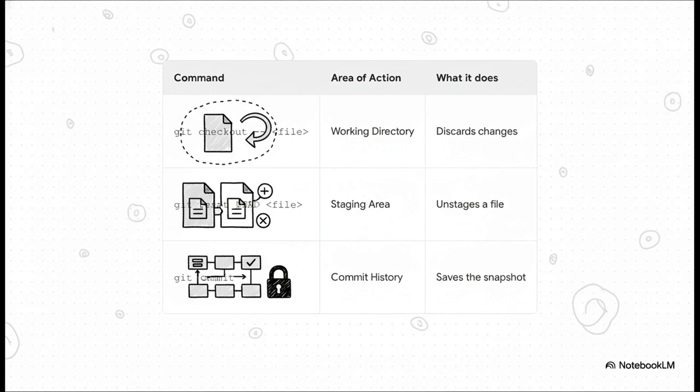Messed up a file on your workbench, the working directory? git checkout is your friend. Accidentally put a file on deck in the staging area? git reset will pull it right back. And of course, git commit is what makes it official. Getting this flow is half the battle.